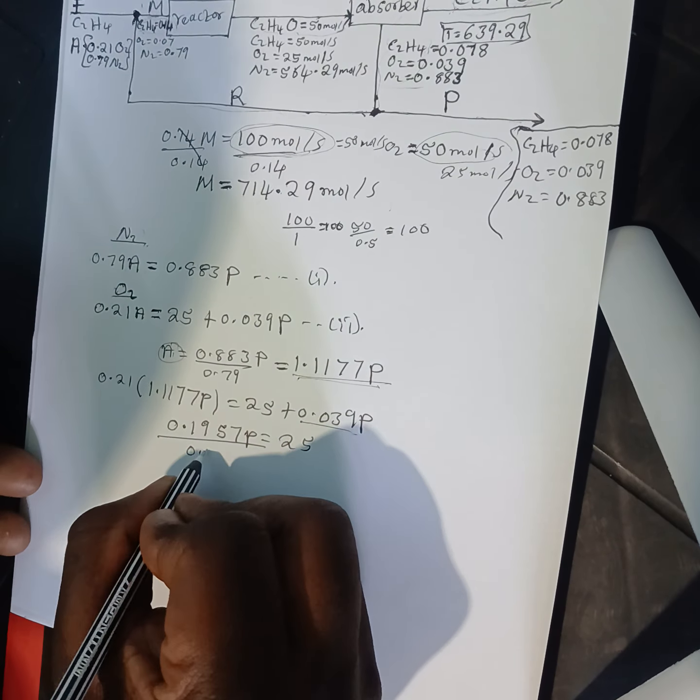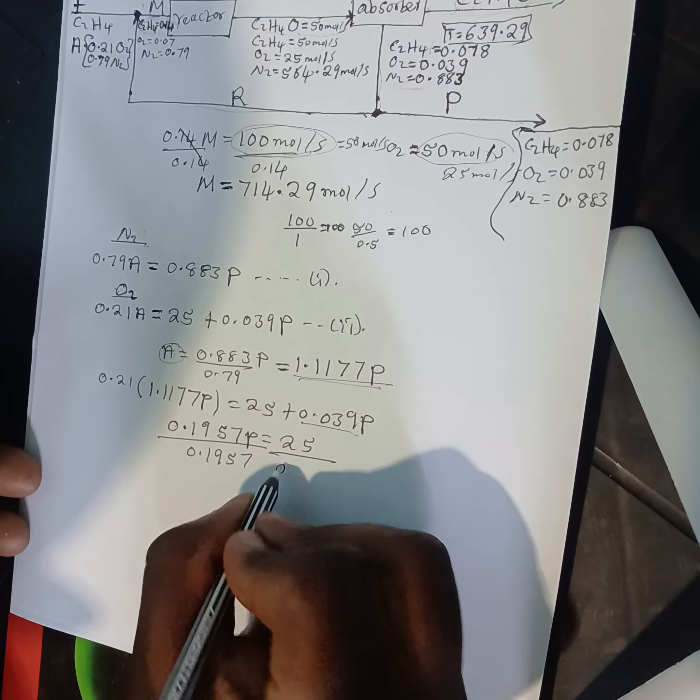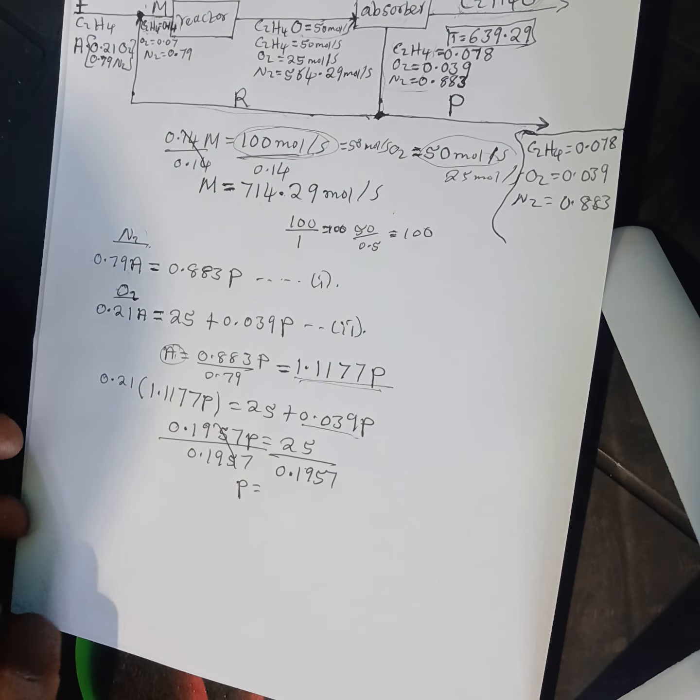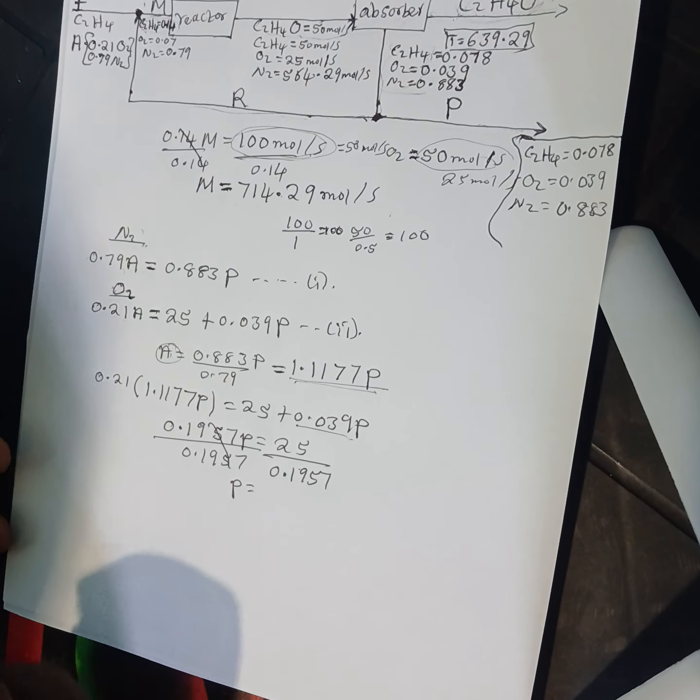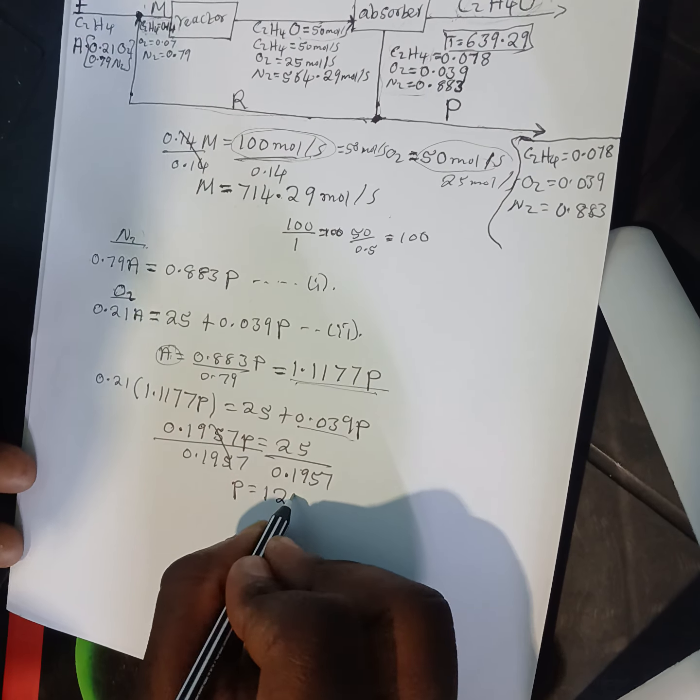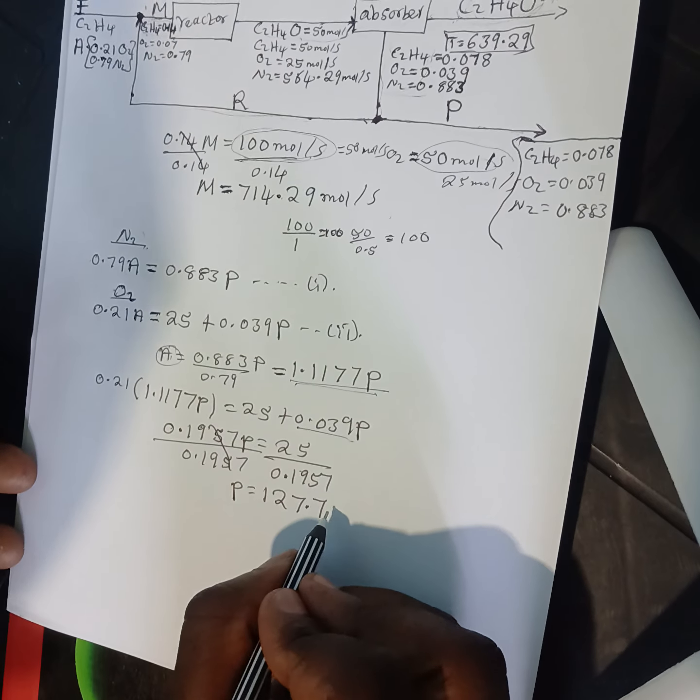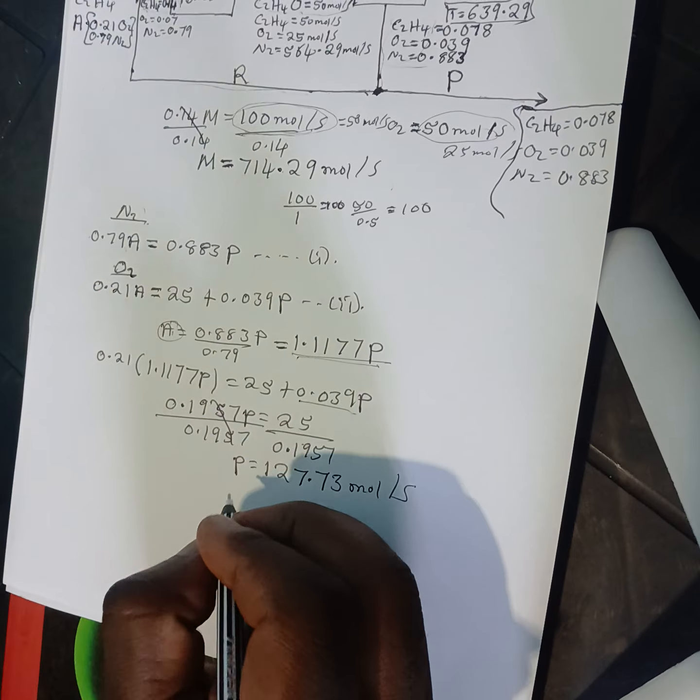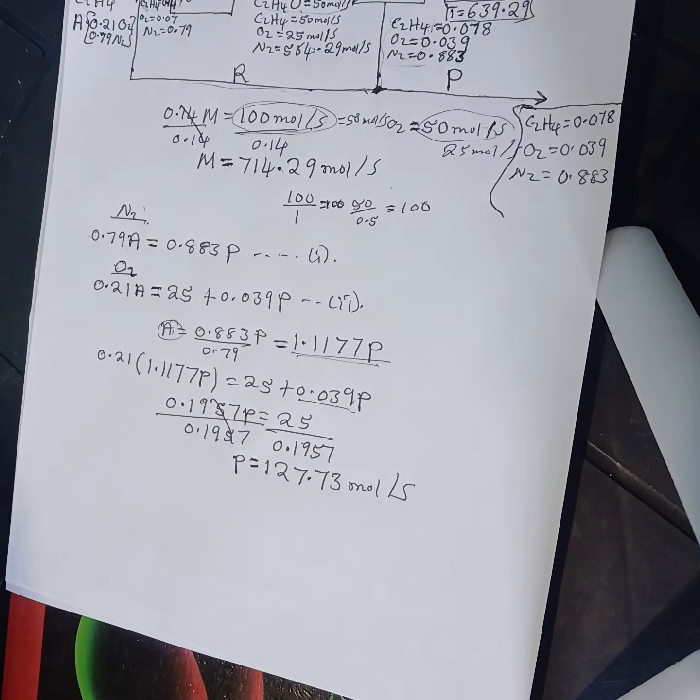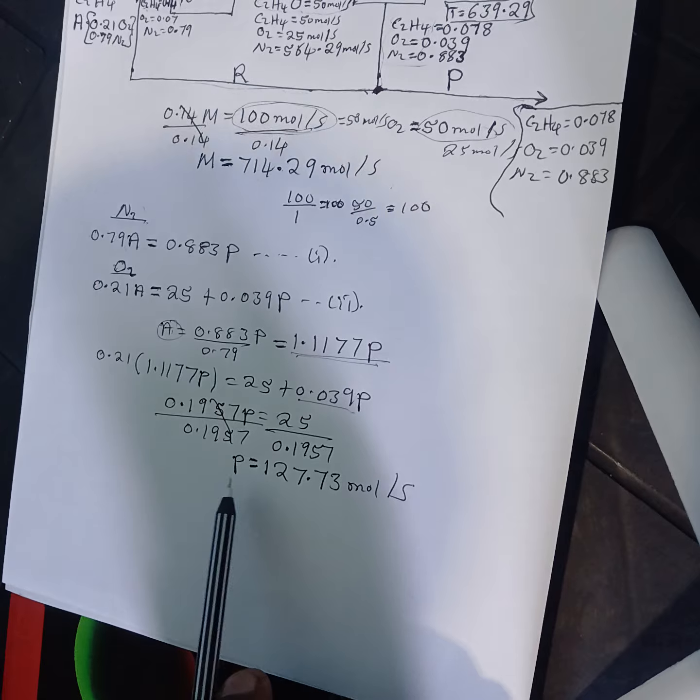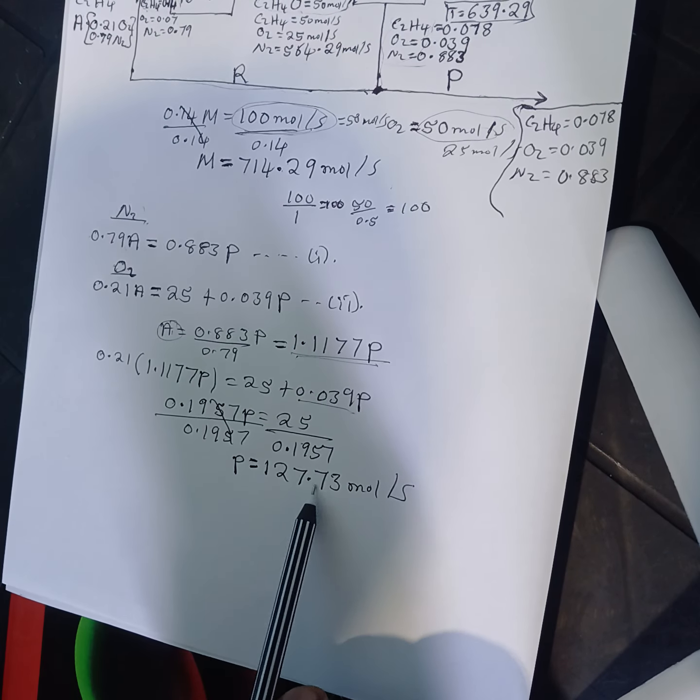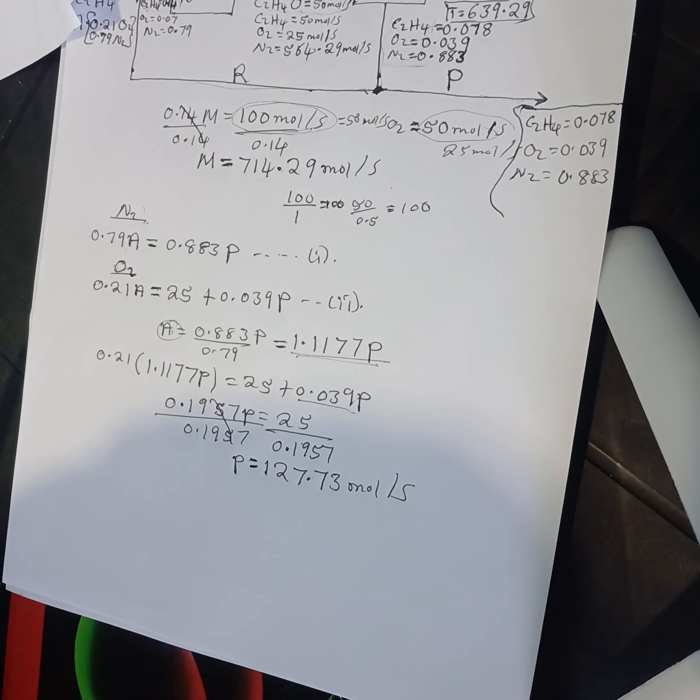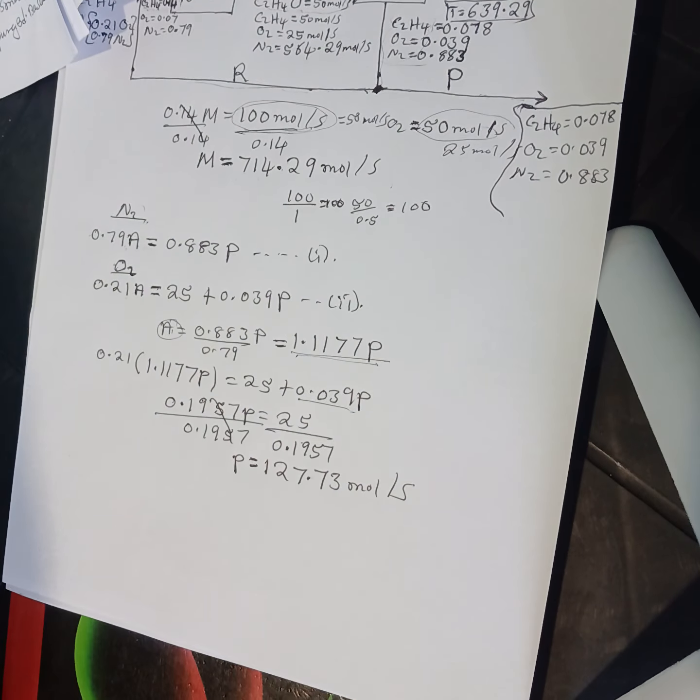Then we divide by 0.1957 on both sides. This gives us P to be equal to 25 divided by the answer. We are getting 127.73 mole per second. Okay, so this is the purge stream. So the purge stream is equal to 127.73 mole per second, of which we have already answered the second part of our questions.